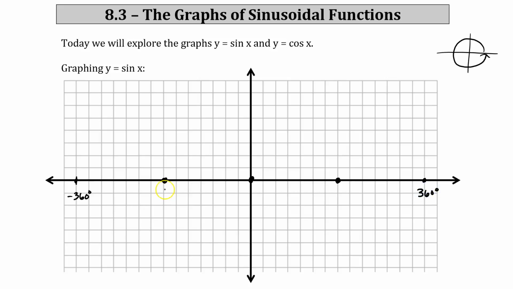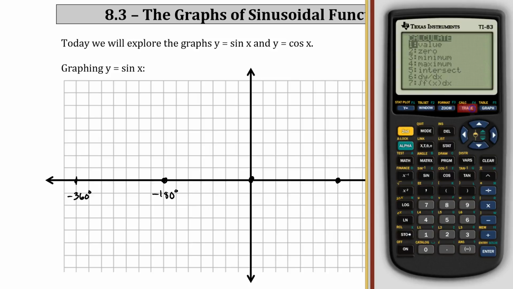Now if your gut tells you that since this is negative 180, this is going to be positive 180, I think you're on to something. But let's just double check. So I'm going to go second trace. I'm going to figure out what my 0 is. This is where my left bound is. This is where my right bound is. Enter. Ah, yes. This is going to be at positive 180.